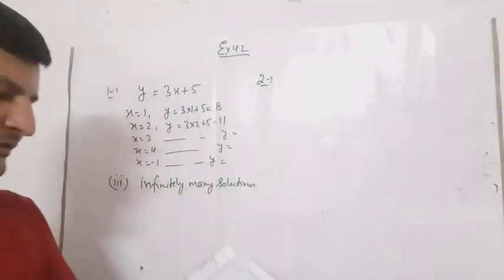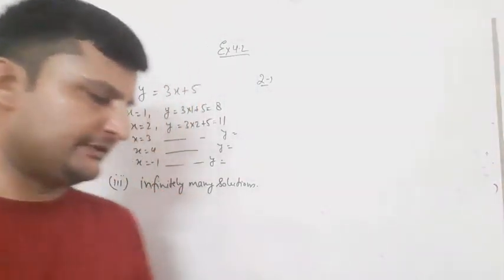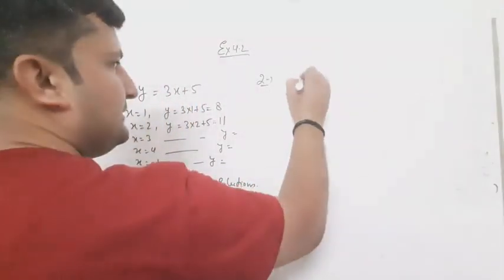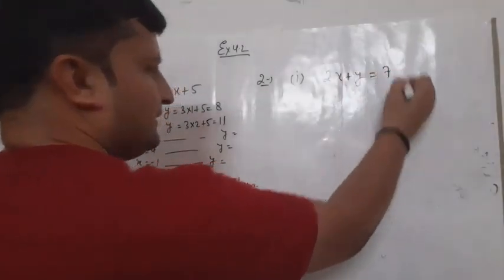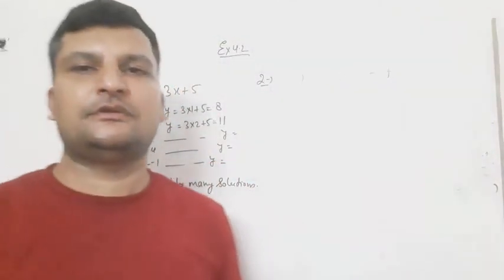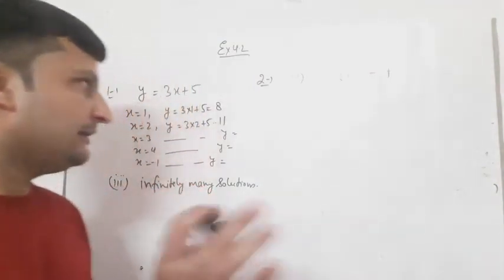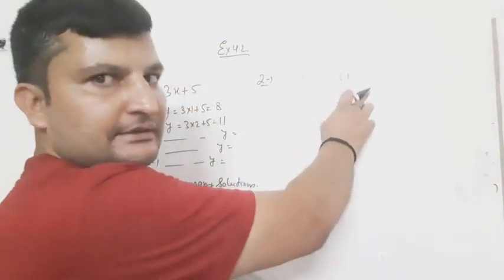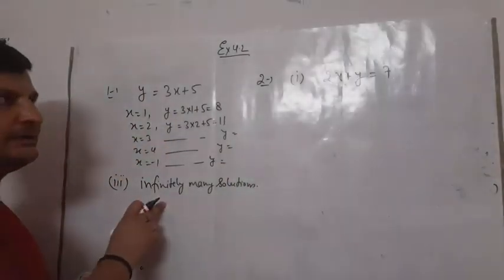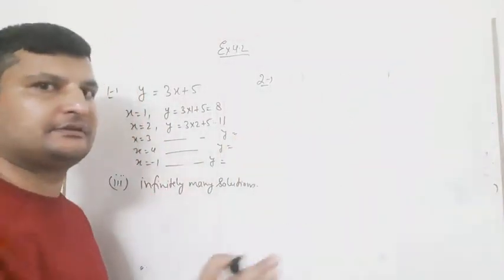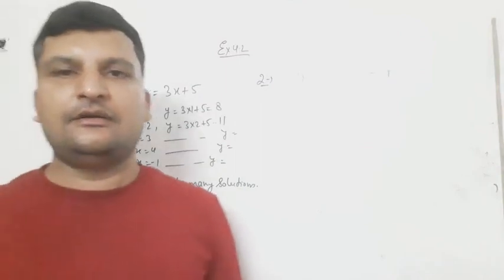Now the second question is: write 4 solutions for each of the following equations. The first equation is 2x plus y is equal to 7. Now we have to find 4 solutions of this equation. Here we know that this is also a linear equation, so it has infinitely many solutions, but we have to find only 4 solutions, so the answers will be different.